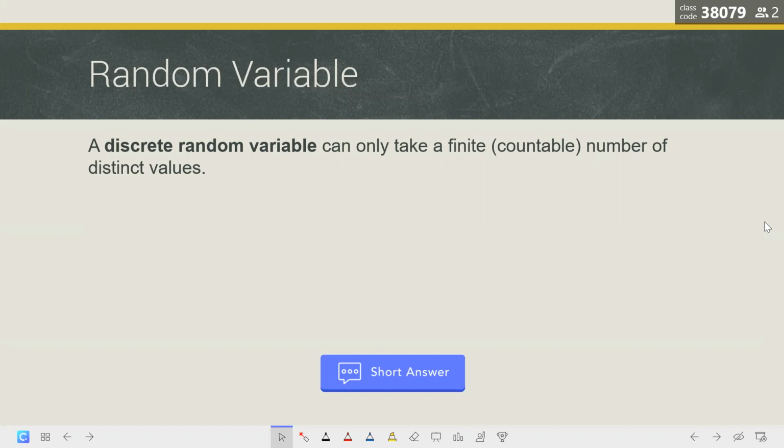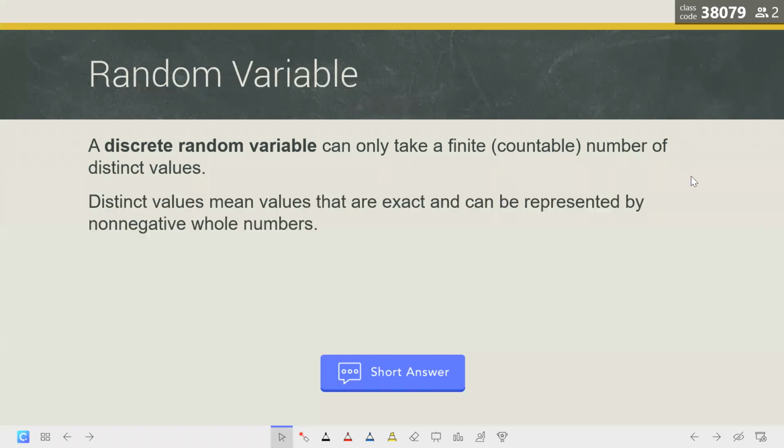Yes, Sophia. Sir, hindi po sila negative. Very good. Hindi sila negative. Kasi ang kino-consider lang ng random variable, lahat ng random variable class is what? Non-negative. So including 0, so non-negative numbers and whole numbers.